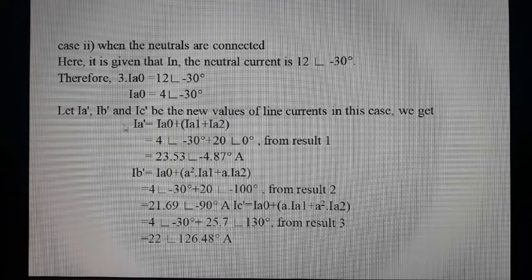Let Ia dash, Ib dash and Ic dash be the new values of line currents, because we are considering the second case. Ia dash is Ia0 plus Ia1 plus Ia2. Substitute Ia0, Ia1 and Ia2, and we get this value. Ib dash is Ia0 plus a square Ia1 plus a Ia2. Then substituting, as you know, a square is 1 at an angle 240 and a is 1 at an angle 120. Substituting all this, we will get these results.